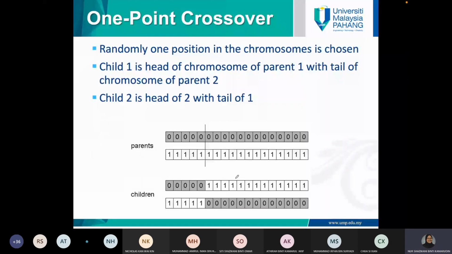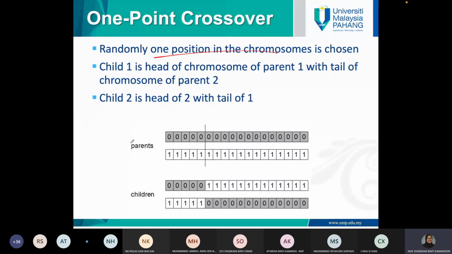So let's take a look at the 1-point crossover. For 1-point crossover, one position in the chromosome is chosen randomly. So child 1 is the head of the chromosome of parent 1 with the tail of the chromosome of parent 2, and child 2 is the head of parent 2 with the tail of parent 1.